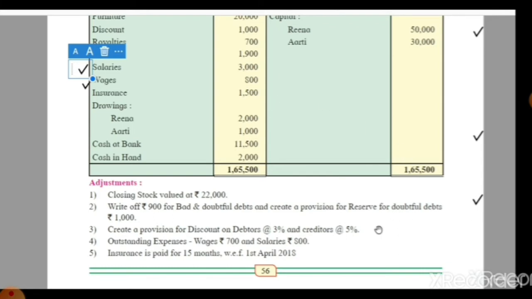in the liability side. And the next adjustment: the insurance is paid for 15 months, with effect from 1st April 2018. Here the insurance expenditure is paid, but for 15 months, and that insurance is paid with effect from 1st April 2018.